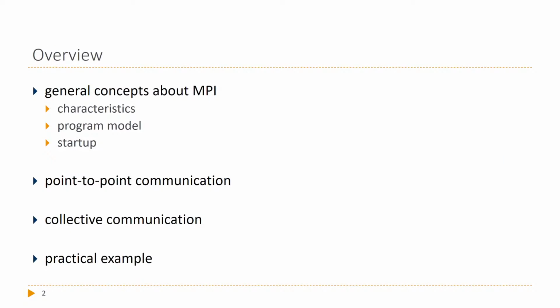Now, regarding the overview of this lecture, first I'm going to give you a little bit of information on the general concepts about MPI, like its characteristics, what the programming model looks like, what the startup of MPI looks like, and so on, just so we know why we need it, where it's positioned, and so on. And then I'm going to dive into the details for this lecture, mainly about point-to-point communication and collective communication, which are the two main forms of communication. They're like the two major categories. Either you do the one thing or you do the other thing.